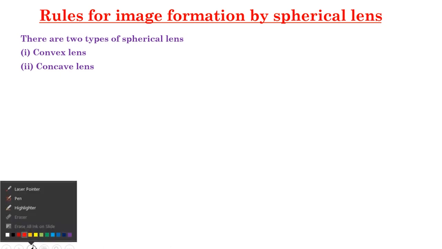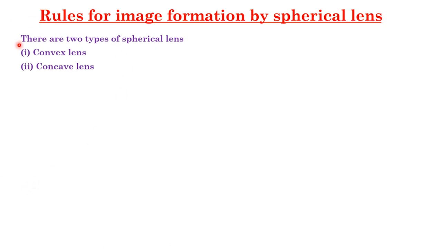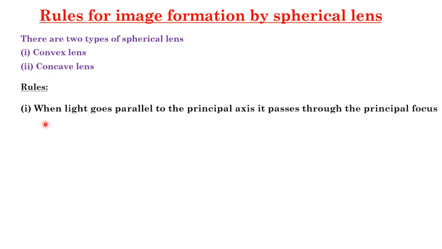We know that there are two types of spherical lenses. One is the convex lens and the other is the concave lens. So the first rule is: when light goes parallel to the principal axis, it passes through the principal focus.